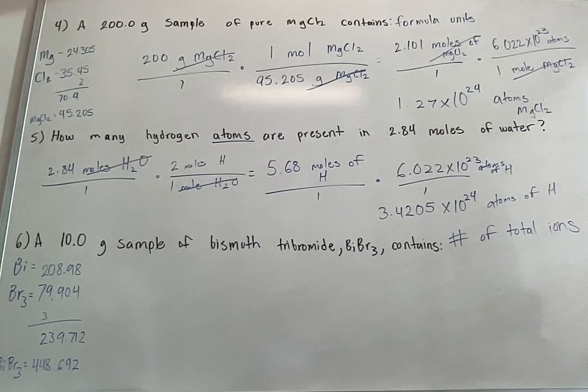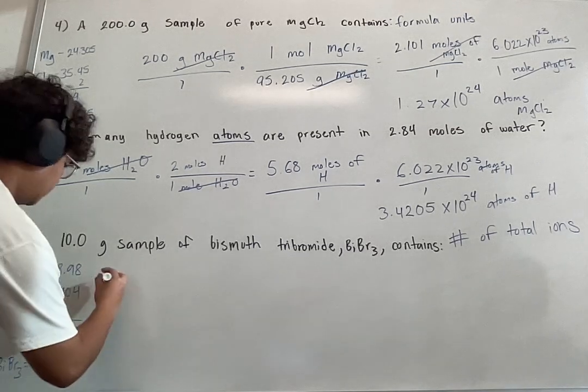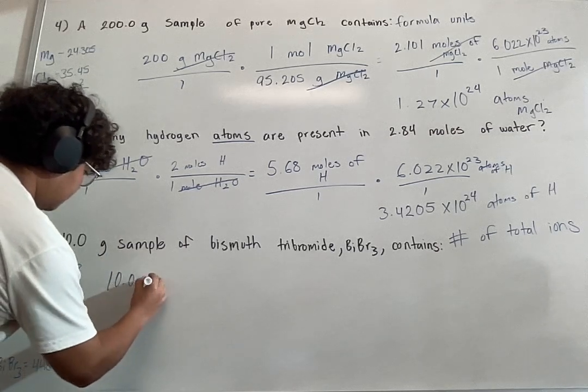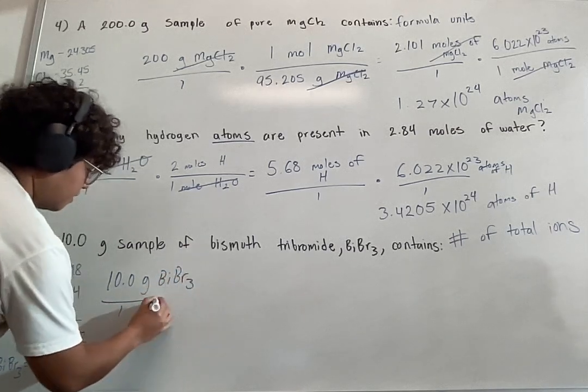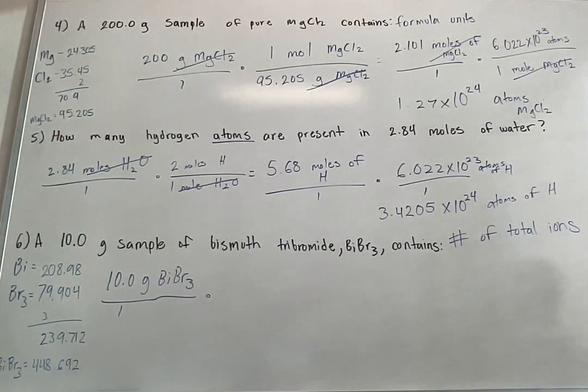Okay. Now, in number 5, we've got a 10-gram sample of bismuth tribromide. But the difference here is they're not asking for formula units or atoms. They're asking for the number of total ions. So for ions, again, it's going to be a little bit different, but we're going to start off the same way. First, we got to go from 10.0 grams of BiBr3, times our molar mass, so we can get moles.